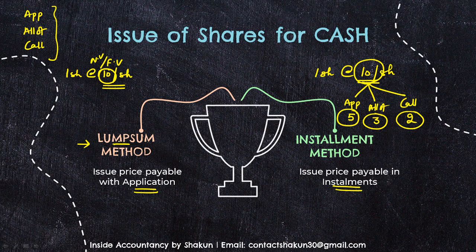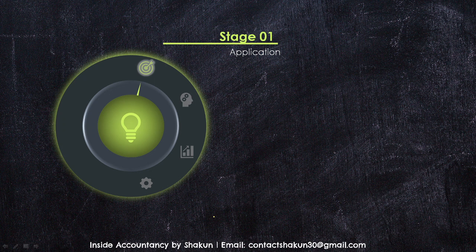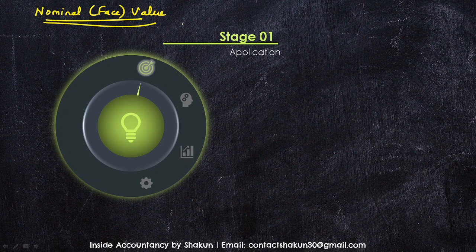In contrast to the lump sum method, where the issue price is payable along with application, so one stage only, the whole 10 rupees is called by the company and paid by the shareholder. Now let us understand these stages: application, allotment, and call. The nominal or face value of a share can be called by the company in certain respective stages. Majorly there are three stages in which the nominal face value may be called by the company.